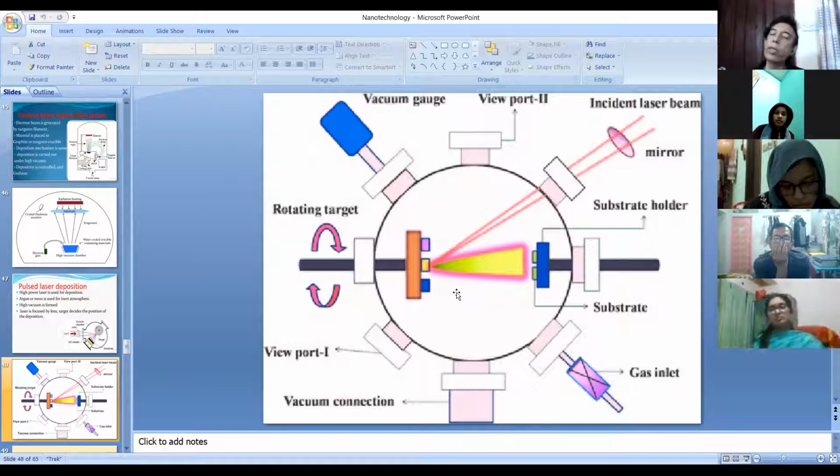Actually, the quality of the thin film depends on the purity of the target material. Say this is aluminum, and on the purity of that aluminum, you will find the pure aluminum thin film.